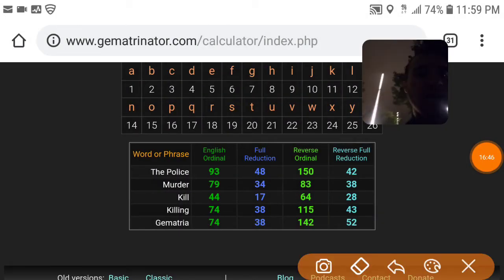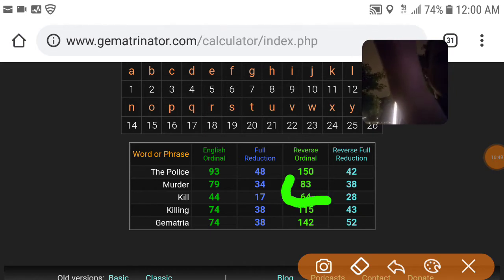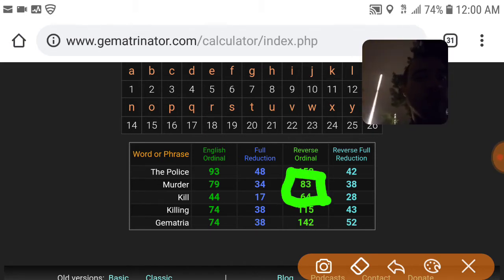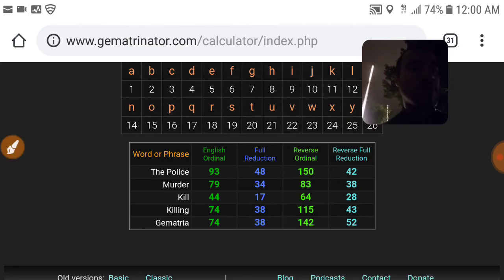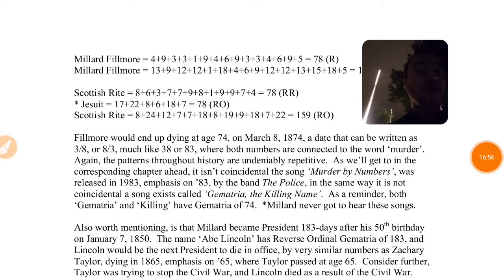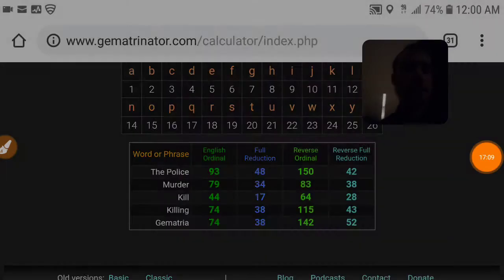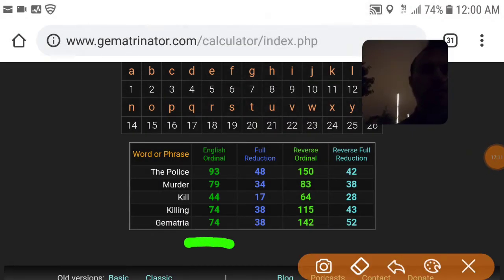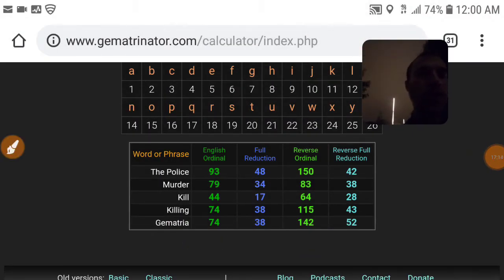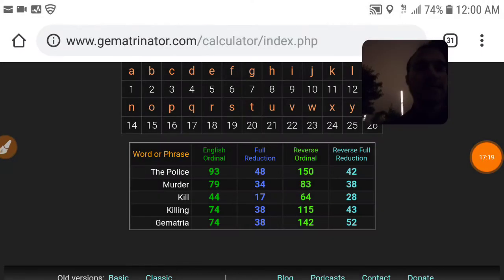Murder by Numbers, the song was released in 1983, like murder is 83 in reverse ordinal. Like Fillmore would die on March 8th, like 8-3, 83. The song Gematria, the Killing Name, both equate to 74 in ordinal, Gematria and Killing, and also 38, like the reflection of 83.